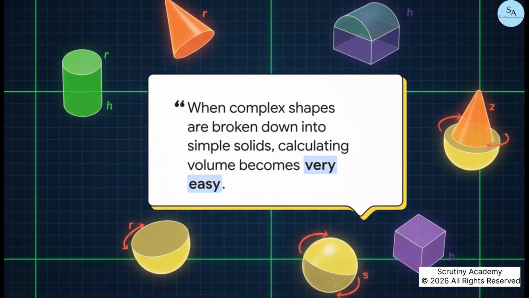So, after all of that, what's the big takeaway? It's this simple idea right here. When you break down complex shapes into simple solids, calculating volume becomes really, really easy. The most complicated-looking objects become totally manageable once you learn how to see the simple shapes they're built from. That's the whole game. Practice that one skill, and you've got this topic nailed.